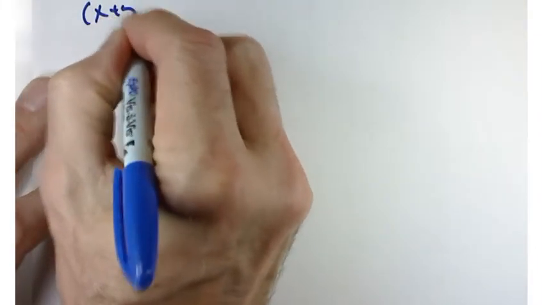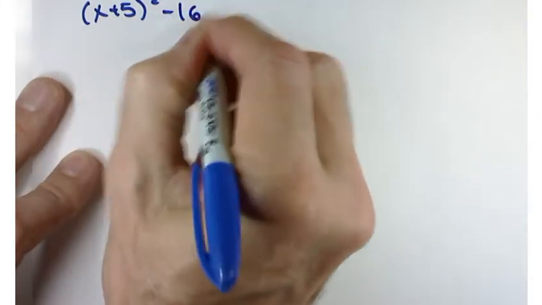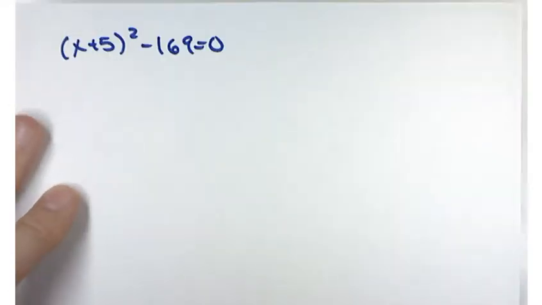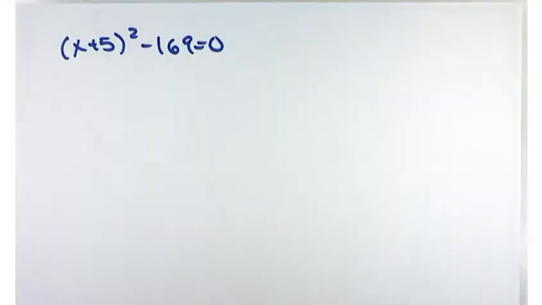x plus 5 squared minus 169 equals 0. So give that one a shot. Try and use the square root property like we've been practicing. I'll try and help out as well.